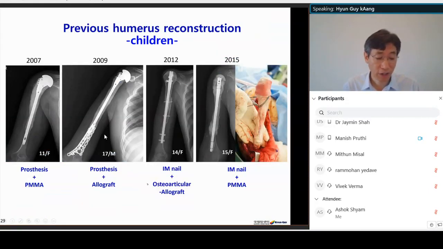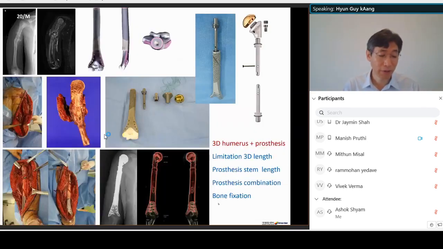I've been trying to reconstruct the humerus in children with many different methods. Prosthesis and cement, prosthesis and allograft, intramedullary nailing, also articular allograft and intramedullary nailing, and bone cement. Now a 3D printing humerus is available.